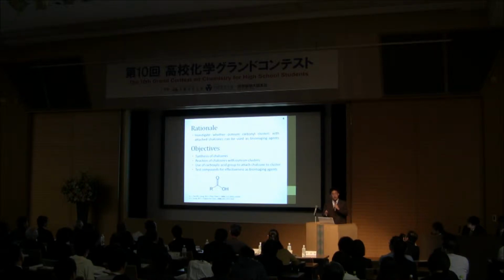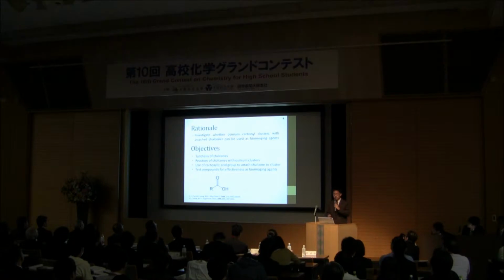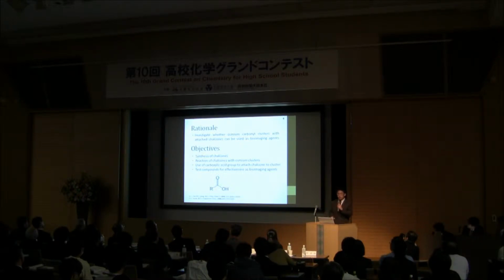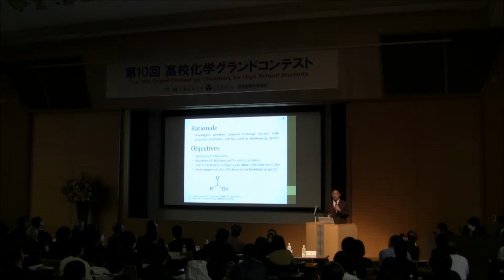Now, we know from publications that osmium carbonyl clusters can react with carboxylic acid groups. Thus, we shall be synthesizing carboxylated chalcones. Carboxylic acid group is the image shown here. And finally, we shall be testing these compounds for their effectiveness as bioimaging agents. So we started this project in June, and to date, we have completed the synthesis of the chalcones, and we have also reacted them with the osmium clusters.